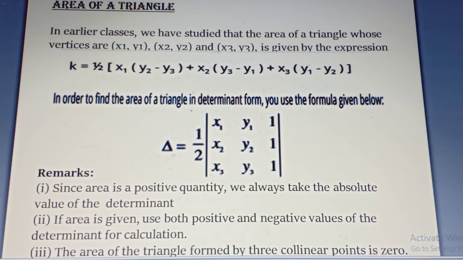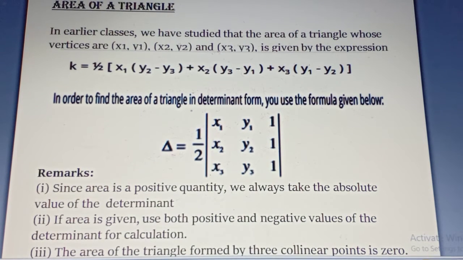Now there are some points you have to remember. Since area is a positive quantity, we always take the absolute value of the determinant. Even if the value comes negative, we have to consider the positive value, because area is an absolute value, it is never a negative value. Second, if the area is given, use both positive and negative values of the determinant for calculations.